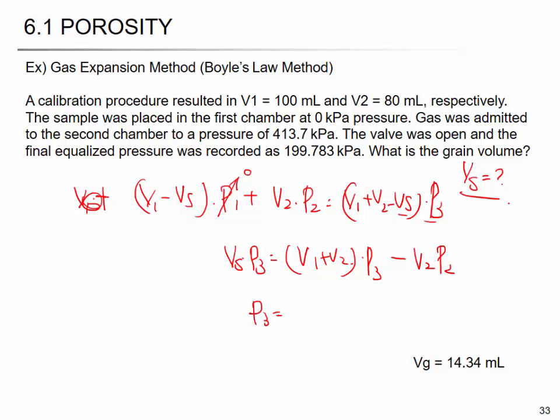So the solid volume, the grain volume, will be 1 over P3 times the expression. You can plug the numbers here, you know V1 and V2, and P3 and P2, right? Then you get the grain volume at 14.34 milliliters. This gives you the grain volume, not the bulk volume, right?